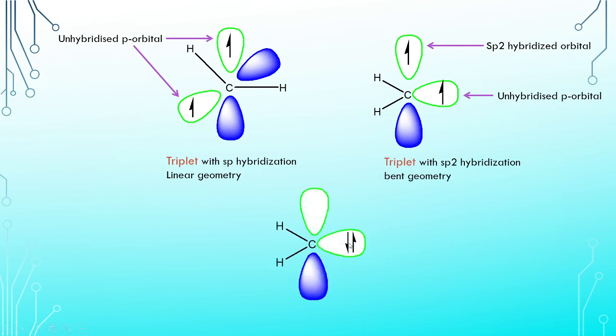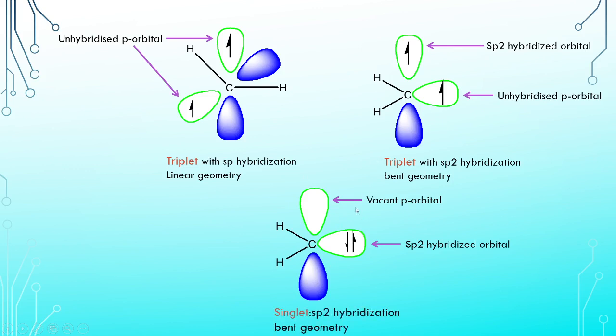And in this structure, this is the singlet carbene because the two electrons are paired and these are present in the sp2 hybridized orbital, and this is the vacant p orbital. So this is the structure for singlet, sp2 hybridization, and the geometry is a bent geometry.